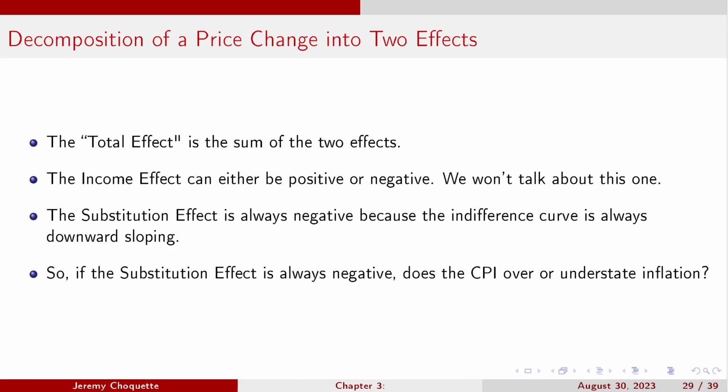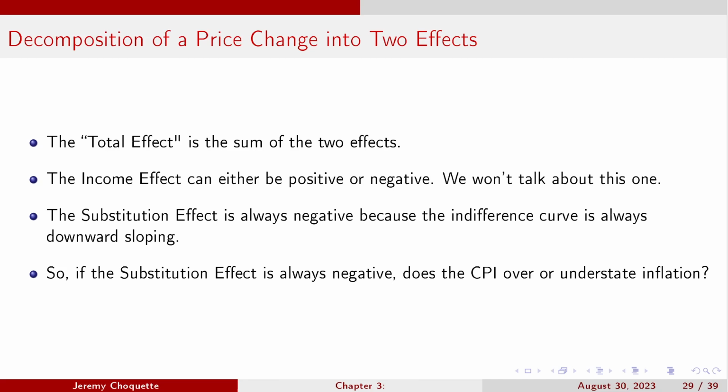So the indifference curve is always going to be downward sloping. And the substitution effect takes over where, say, you will consume less of X1 and more of X2. You're substituting away from X1 towards X2. So if the substitution effect is negative and CPI can't account for the substitution effect, do you think it overstates or understates inflation?